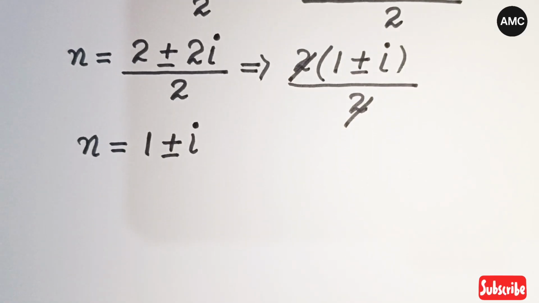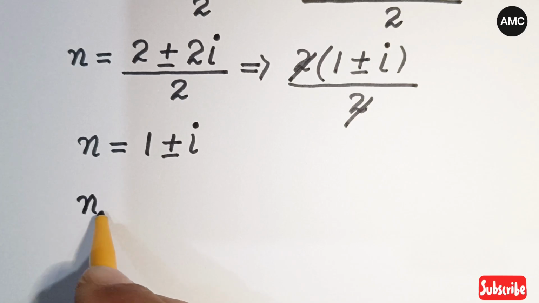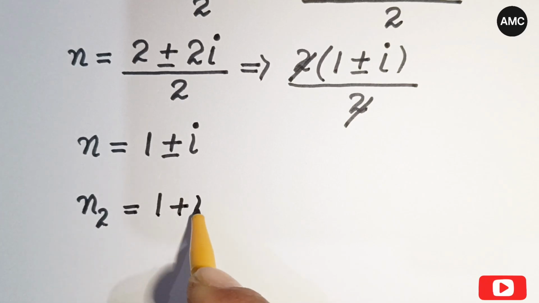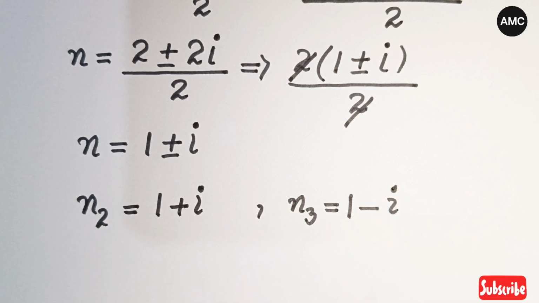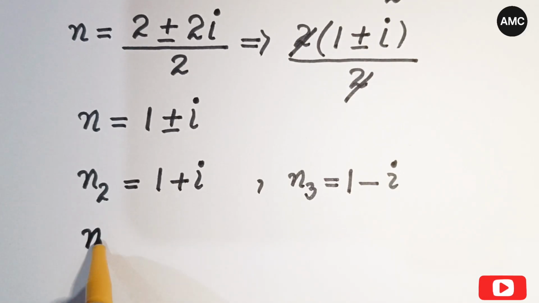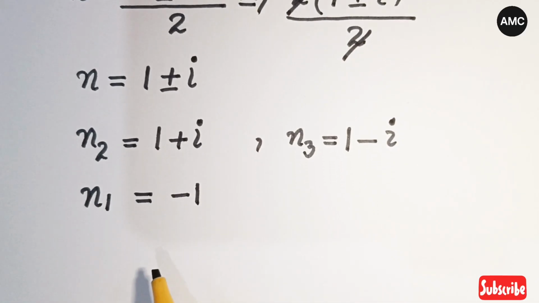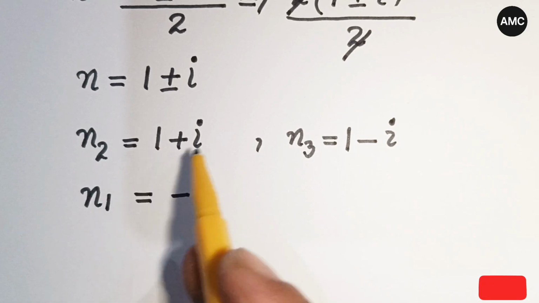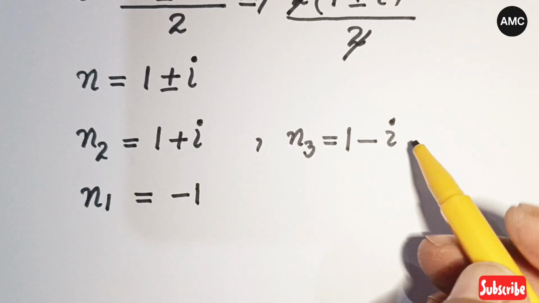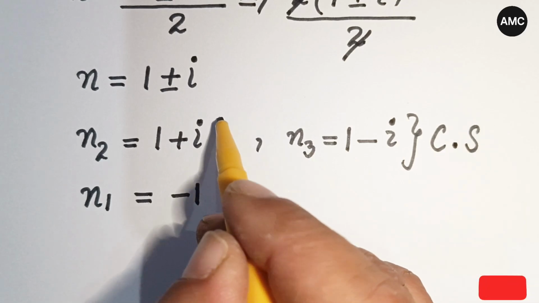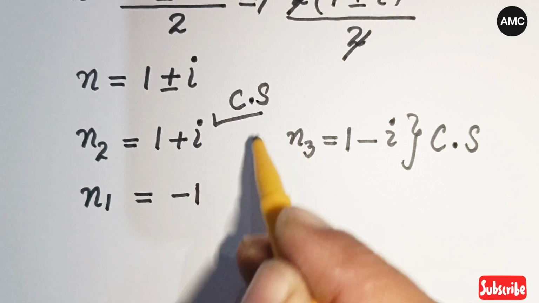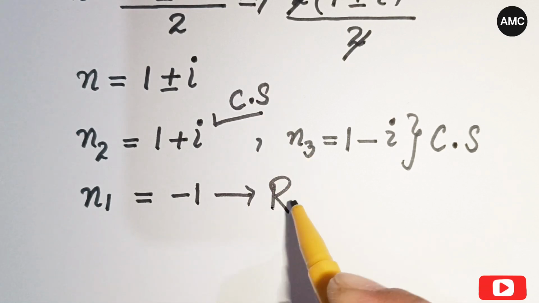Now here we have two values of n, that is n2 is equal to 1 plus i and n3 is equal to 1 minus i. But we have our first value, that is the real value, which is n1 is equal to minus 1. Now we have three values of n. So these two values, n2 and n3, are complex solutions. And only one value is a real value.